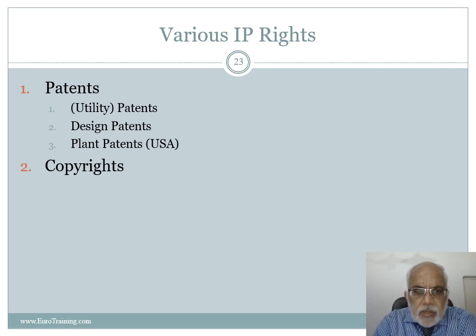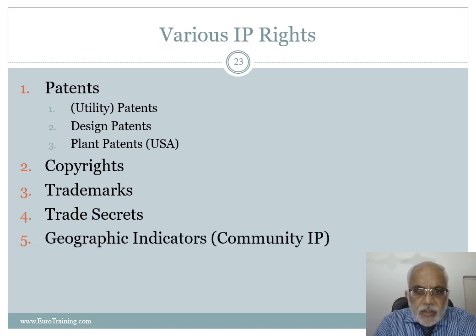Another intellectual property is copyrights. We've talked about that. Trademarks, trade secrets, geographical indications. Geographical indications, sometimes we can call it community intellectual property because they belong to a whole area or community. For example, if we talk about champagne, all the champagne producing countries in Southern Europe are the owners of the intellectual property, which is the word champagne.